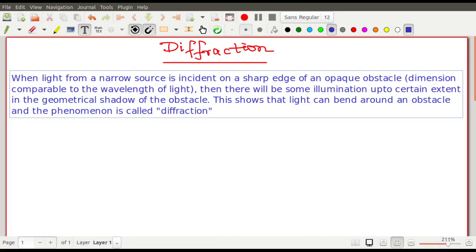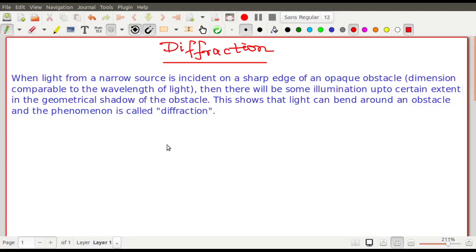Now how to explain it? At the very beginning, people thought that light bends. Suppose this is an obstacle over here, an opaque obstacle, and light cannot pass through it. Suppose a plane wavefront is incident on it. So what will you see here?